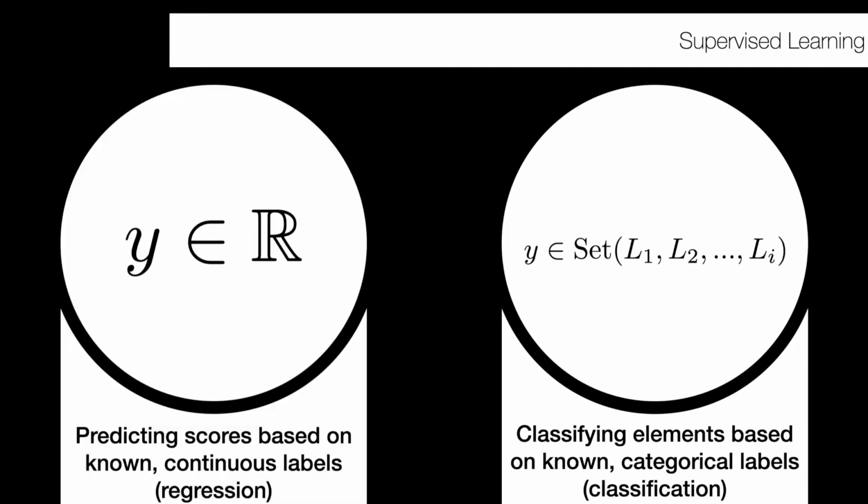So when we talk about classification and regression, with classification specifically, we're talking about your outcome variable coming from a set of distinct and discrete elements. In contrast, for regression, we're predicting scores, where your outcome variable y is generally from the set of real numbers. Now, it can be a set of integers. There's ways to maneuver this, but generally this is the distinction.